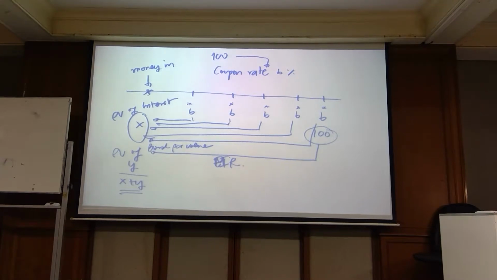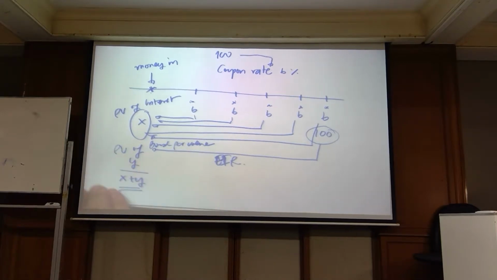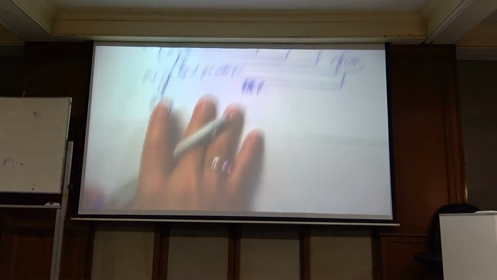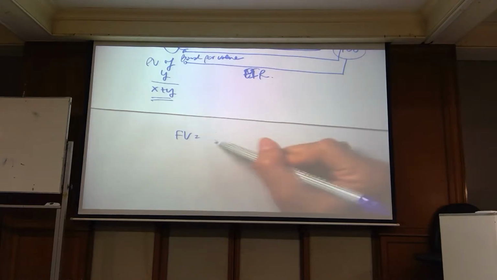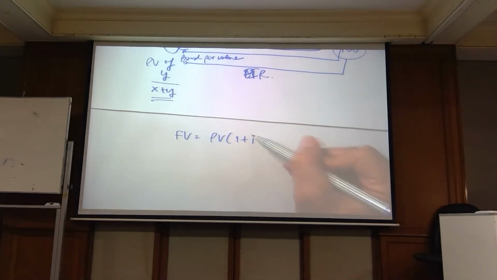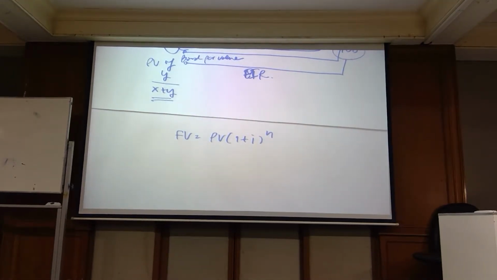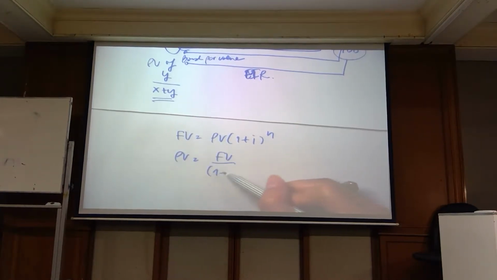You learned about the concept of future value and present value, right? The money in the future is not equal to money at the present. That's why you need to discount with the interest rate. So when you write it down, future value equals present value times (1 plus i over n). Is that correct? So the present value equals future value divided by (1 plus i over n). That's what happened. That's why you get discount factors.